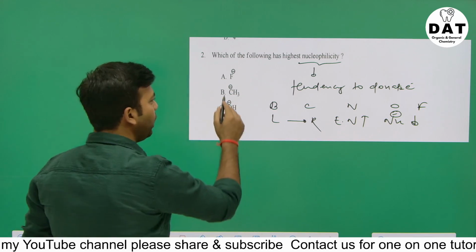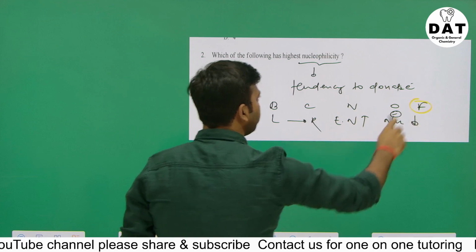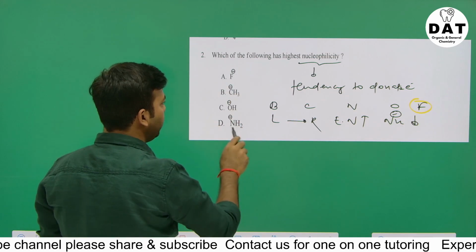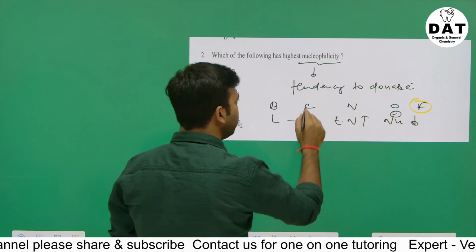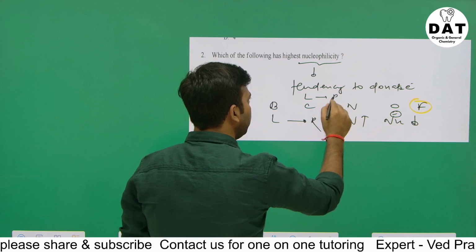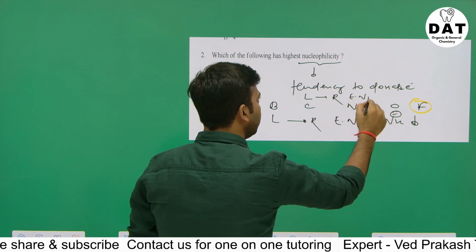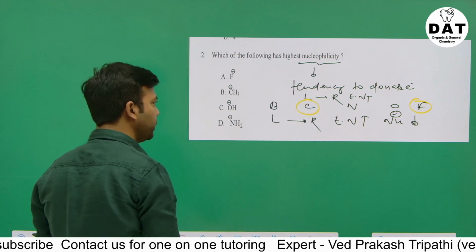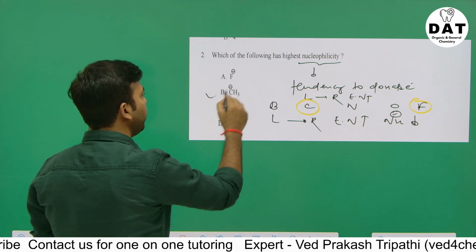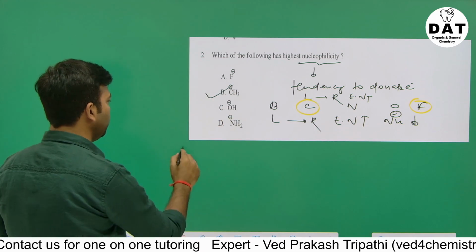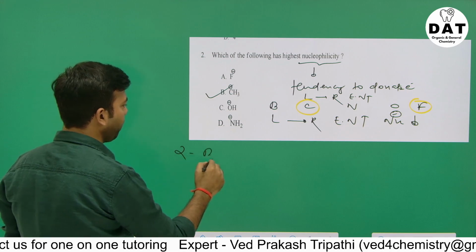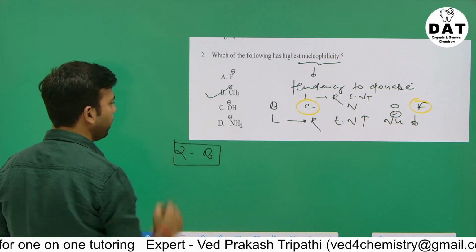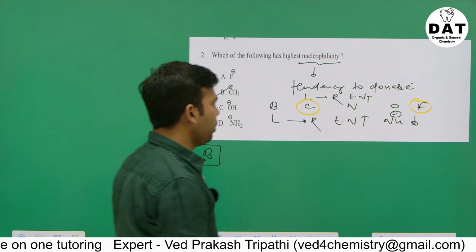So you have fluorine here, carbon, oxygen and nitrogen as well, and you can see once you are moving left to right, electronegativity increases. So the nucleophilicity of carbon is highest, makes sense. So CH3 minus will be the right choice. So 2 will be B. Okay, now move to the next.